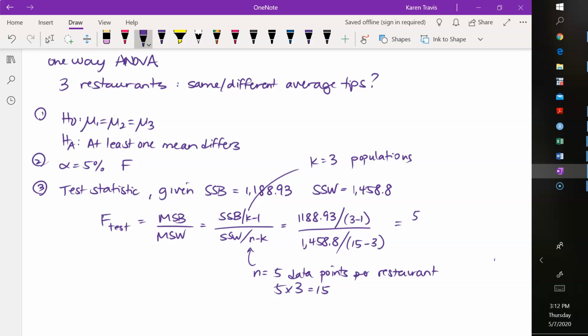What we're going to get is 594.47 divided by 121.57, which becomes 4.89.